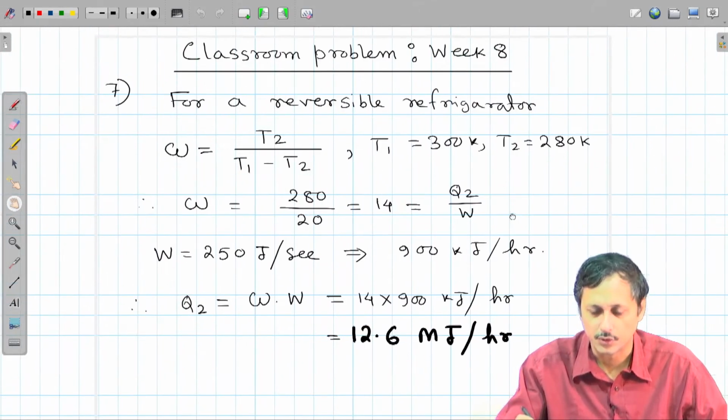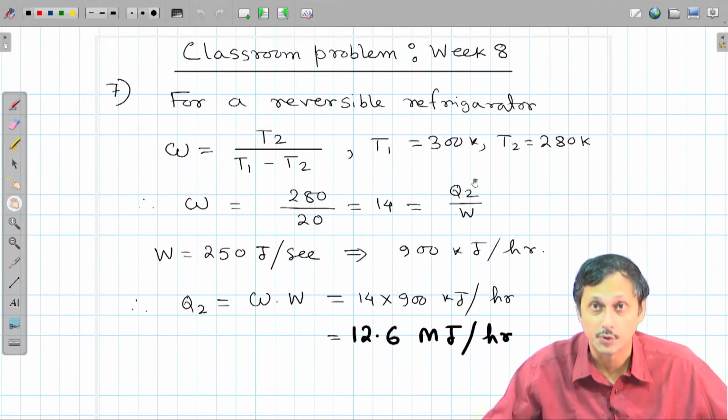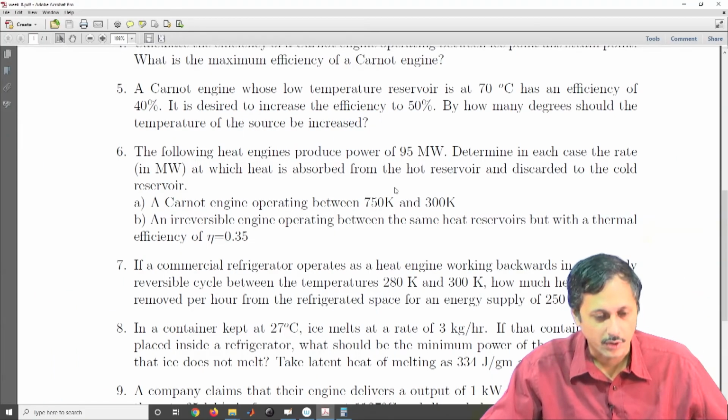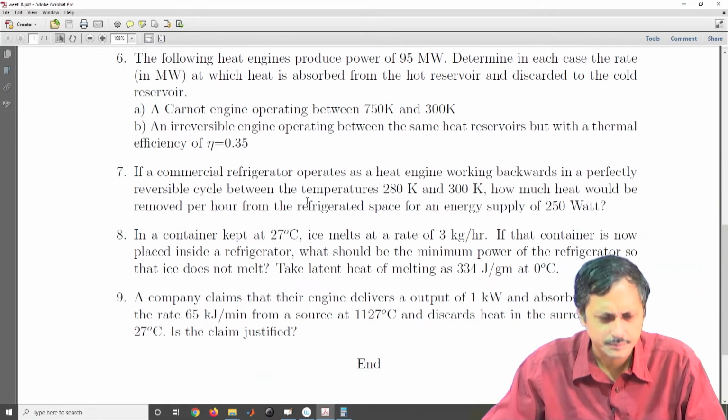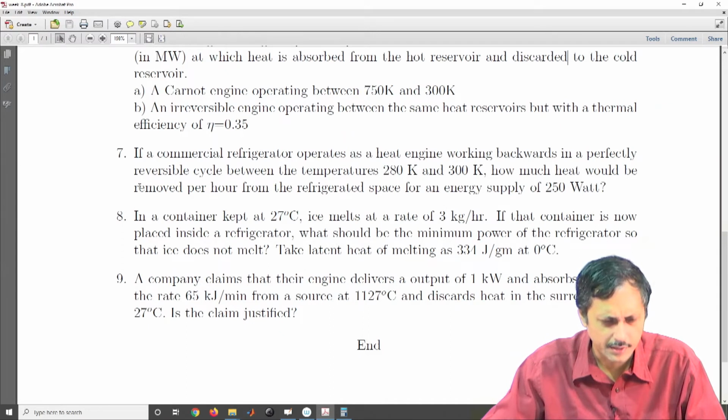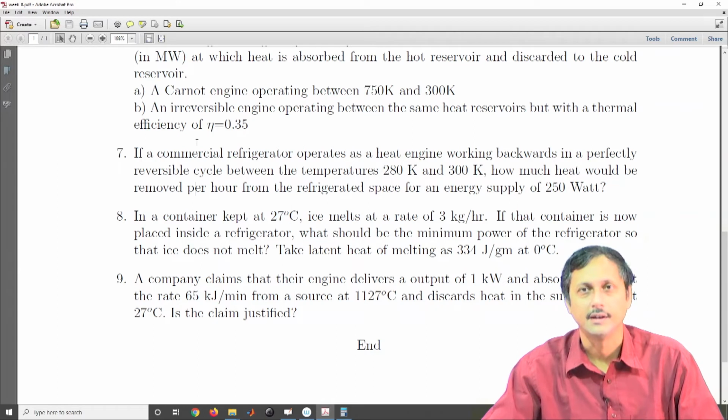So, there are a few classroom problems before we go to the second law of thermodynamics. Okay. So, problem number 7, and what do we have? Problem numbers 7, 8 and 9, right.